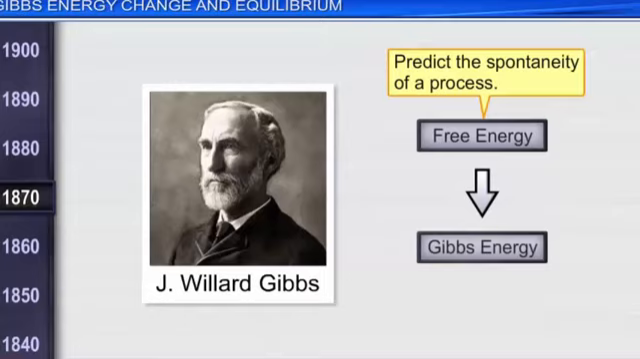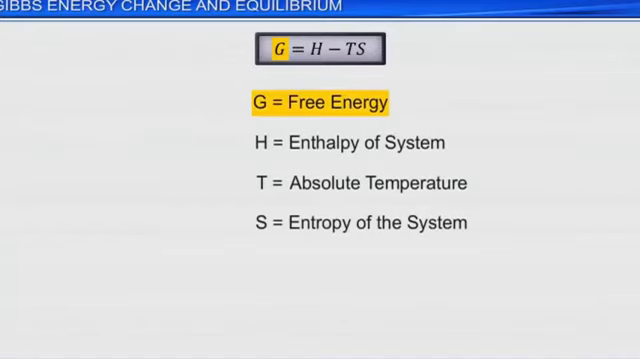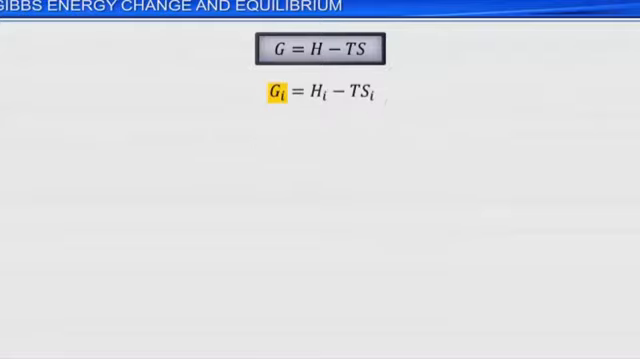Gibbs energy is represented as G and is calculated as G equals enthalpy of the system H minus the product of absolute temperature T and the entropy of the system S. Based on the equation, the Gibbs energy of a system in the initial state, Gi, is equal to the enthalpy of the initial state, Hi, minus the product of absolute temperature and entropy of the initial state, T Si.